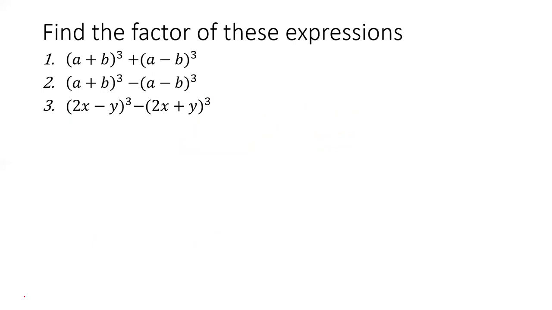Find the factor of this expression: (a+b)^3 + (a−b)^3. Right, this is challenging for us. (a+b)^3, according to the rules on my previous explanations on my previous slides, we could write as (a^2 + 2ab + b^2) like this, times (a+b).